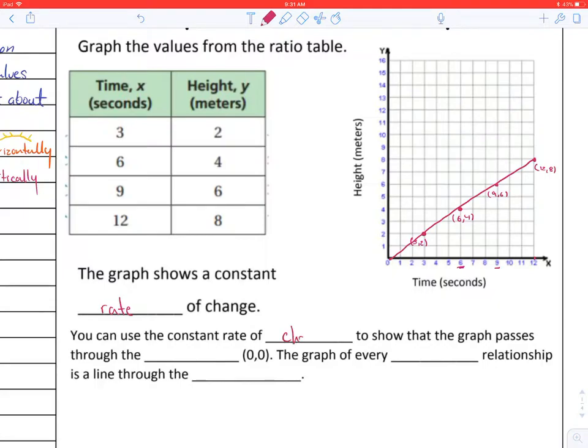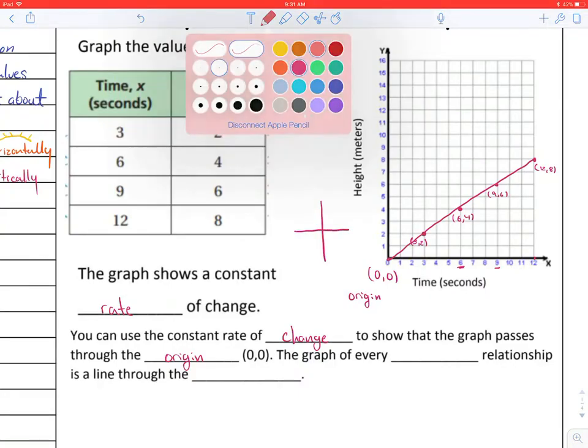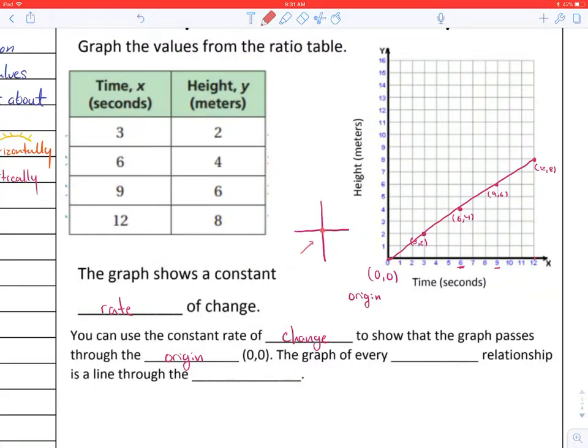So you can use the constant rate of change to show that the graph passes through the origin, because when we created that line, we started at this point here, which is 0, 0. That 0, 0 point is called the origin. That's like the beginning position of any graph. Even if the graph had all 4 coordinate planes, right here, smack dab in the center, would still be considered the origin. So the origin is always going to be at point 0, 0: 0 to the right on the x and 0 up or down on the y. So it's at the very beginning point.